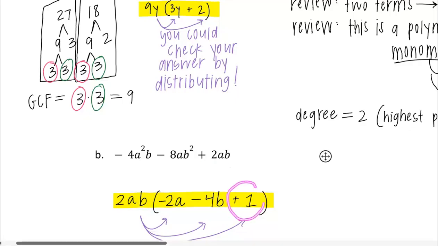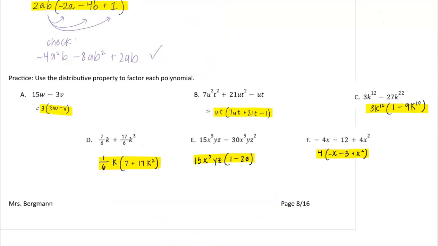A lot of people forget to have this third term times 1 here, but you should catch that if you go to check your work and distribute it out. You would notice if there wasn't a 1 here, you wouldn't end up with your third term. So that's how you would know that you did something wrong. And keep in mind that however many terms you start with are how many terms you should have in the parentheses. Now go ahead and try the practice problems that I have for you below.